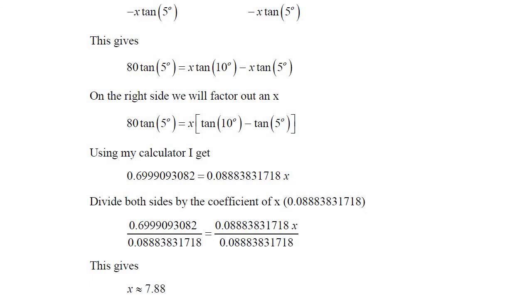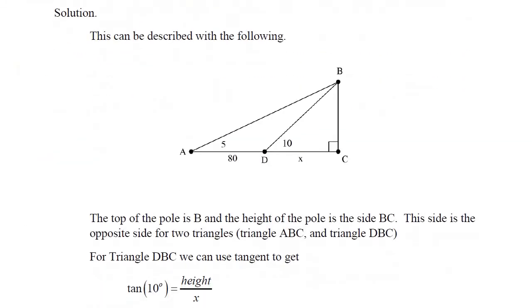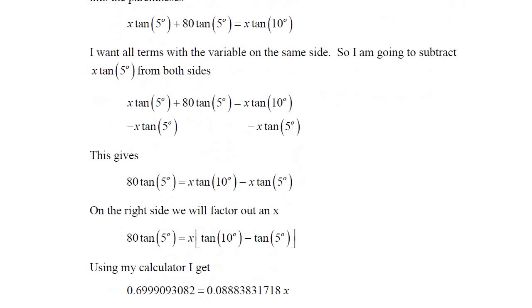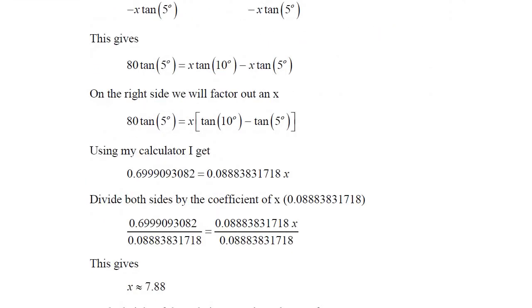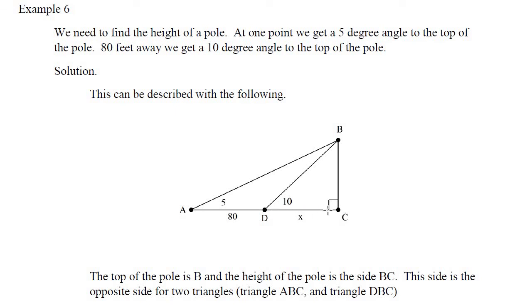Now, if we go back up to our picture for this, x is the distance from D to C. So that distance happens to be 7.88. Alright, so that means I can take this x value, this 7.88, and then I can use this angle here, and then I can find what the height's going to be.